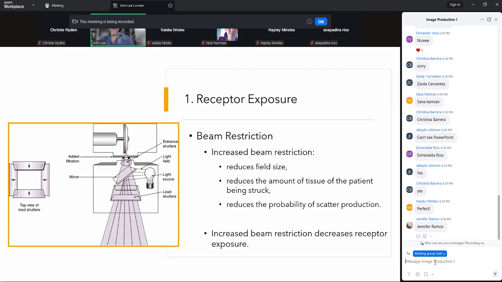Looking at beam restriction, when we collimate to a smaller area and irradiate a smaller area of tissue, we're going to reduce the amount of exposure to the receptor. Beam restriction, of course, reduces the field size. It reduces the amount of tissue that gets struck in the patient. This is going to ultimately reduce the probability of scatter production. The less tissue we interact with, the less likely we're going to have scatter being produced.